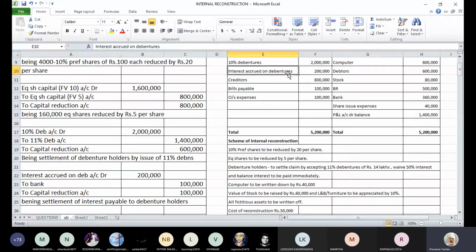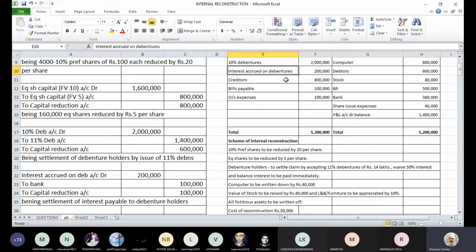So that liability is settled. How has it been settled? 1 lakh rupees is paid upfront immediately, and for the balance they have waived 50% interest. They said we will not collect, we will waive that right. Okay, so the entry is interest accrued on debentures account debit 2 lakhs, to bank account 1 lakh, to capital reduction account 1 lakh rupees. Clear to everyone? Can we go ahead?